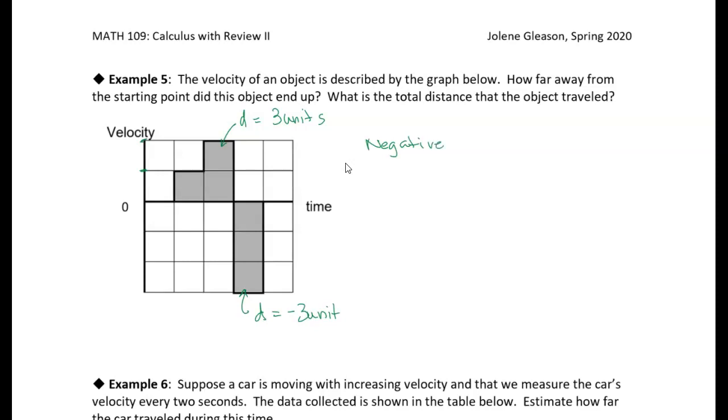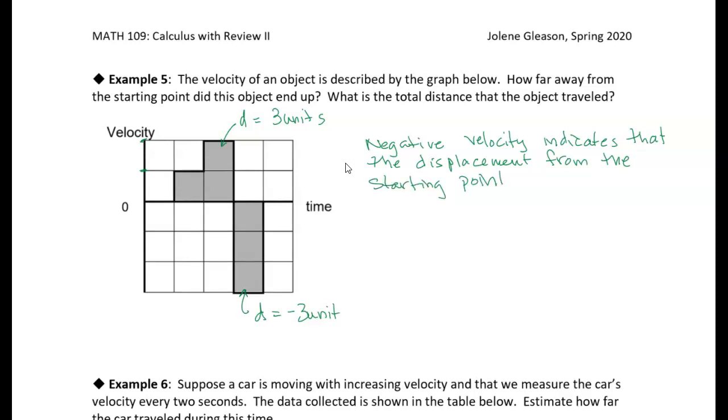Okay, so let me write that down. Negative velocity indicates that the displacement from the starting point is decreasing.